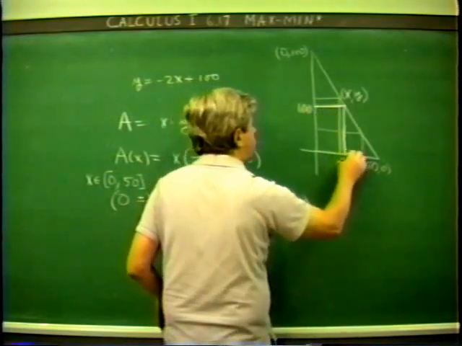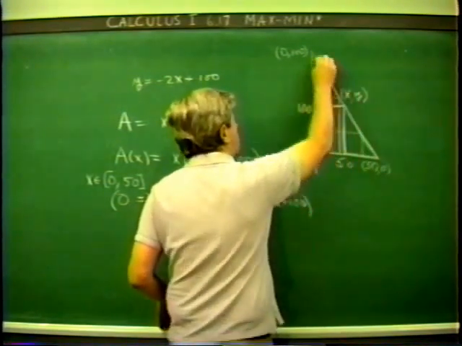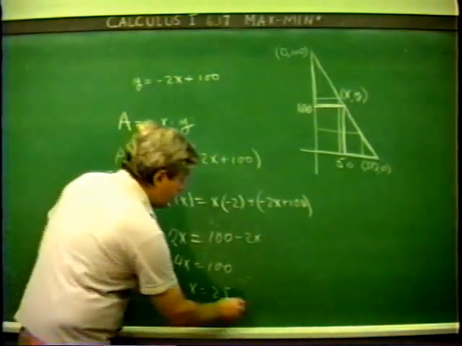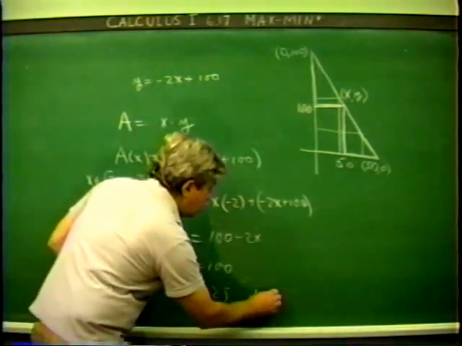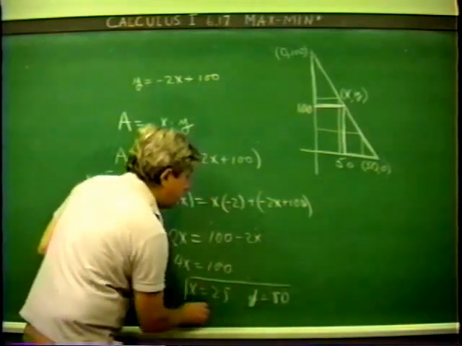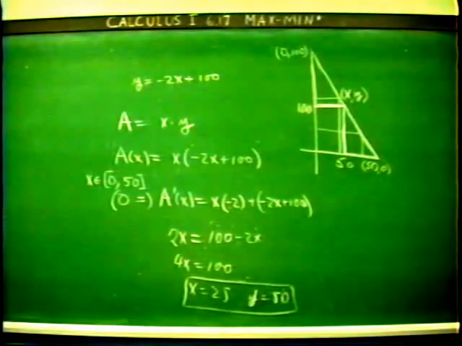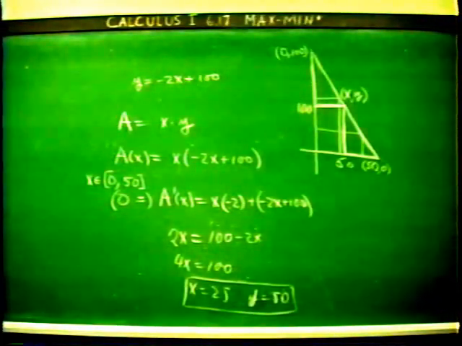So that says that this side should be 25, and this should be 25, so that these two triangles here are going to be the same shape. X is 25, y is 50. That's where the maximum occurs.